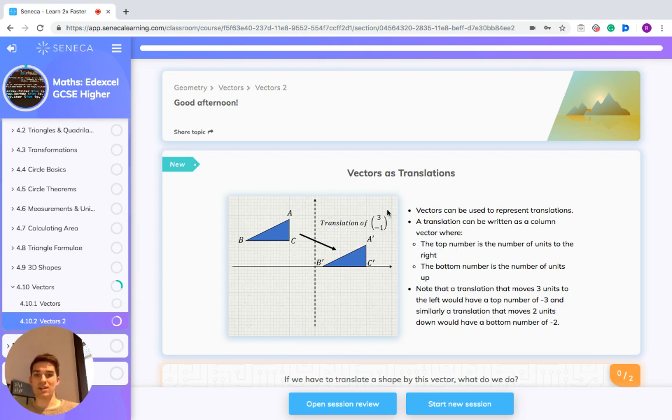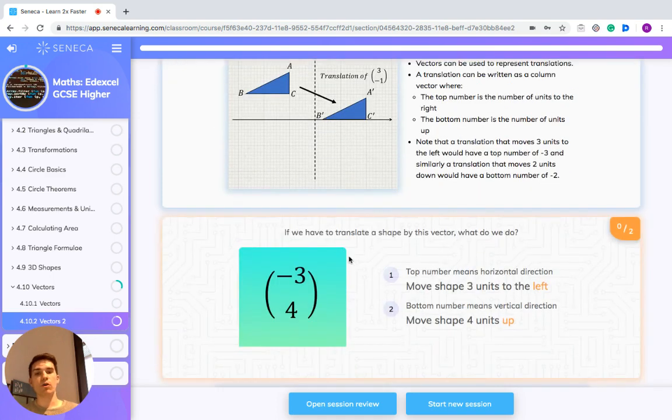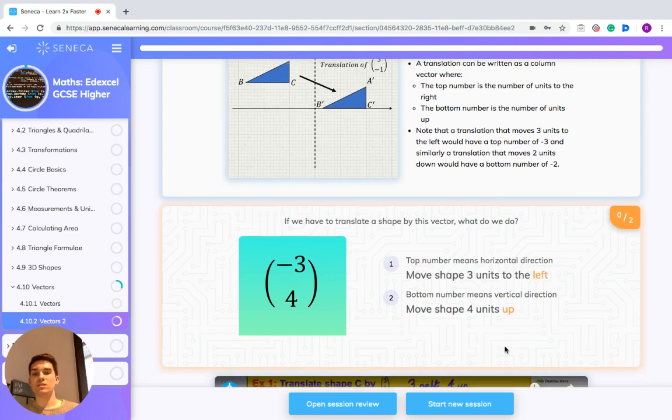So if we've got a translation, which would look something like some big brackets around a number on top of another number, say we had 3 on the top, minus 1 on the bottom. That would move us 3 to the right and 1 down. Now, if we've got another one, let's say minus 3, 4, you need to know that that moves you 3 units to the left because it's negative 3, and 4 units up because it's positive 4.